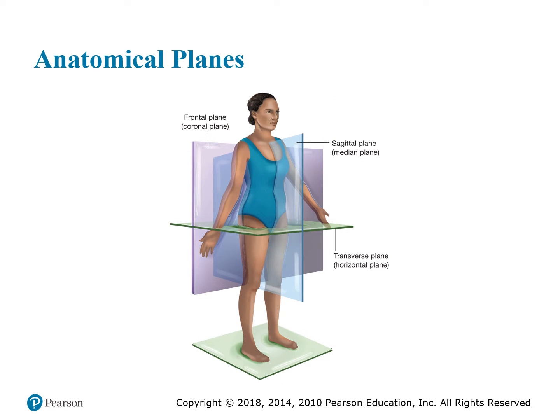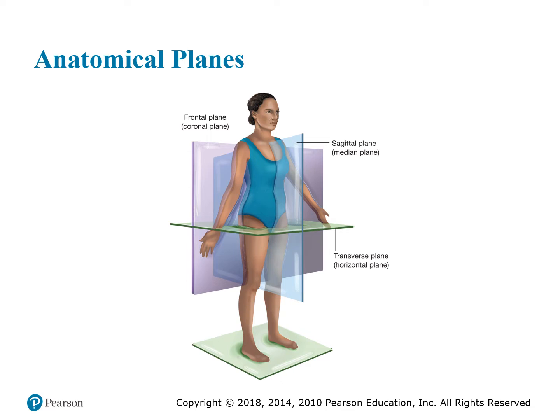All right, now referring to anatomical planes. A simple way to look at this is kind of how they separate the body. Okay, so we have the frontal plane or the coronal plane. Now, the frontal plane separates the body into anterior and posterior, or front and back halves.